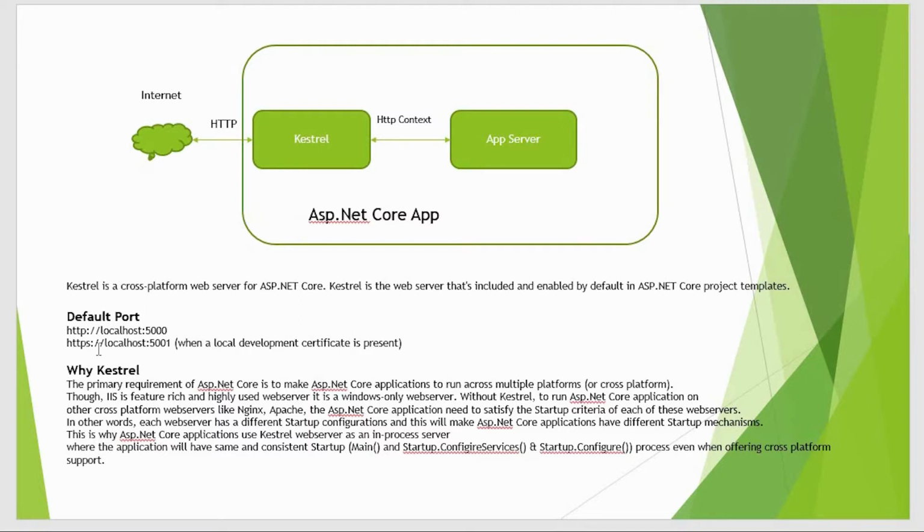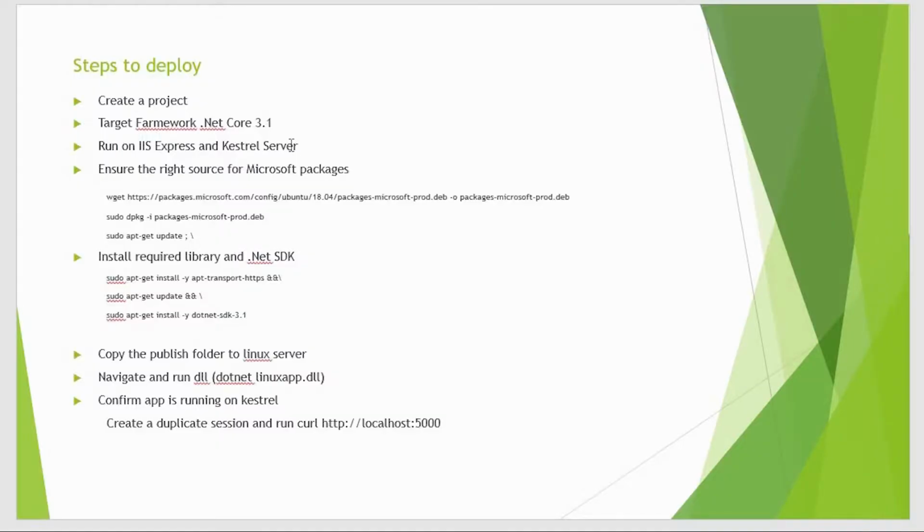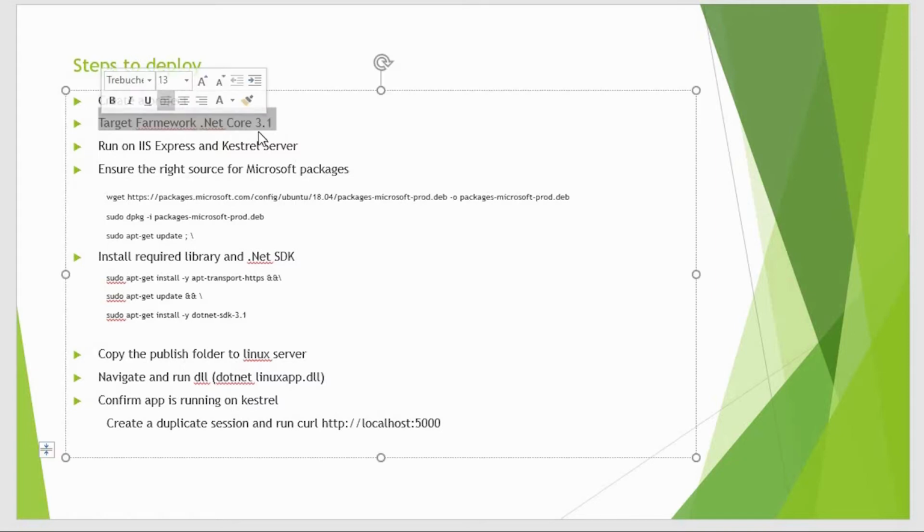Now we'll see the steps to deploy .NET applications to the Linux server, step by step. I have written all the steps. We first create the project, making sure it is created with a Core framework of 3.1 or above. That application we first run on the IIS Express and Kestrel server for testing, and then we ensure all the rights and Microsoft packages the Linux server needs are present. Then we install all the required software on the Linux server, then copy the publish folder, and then run the application.